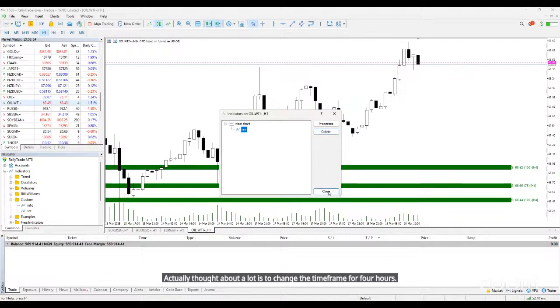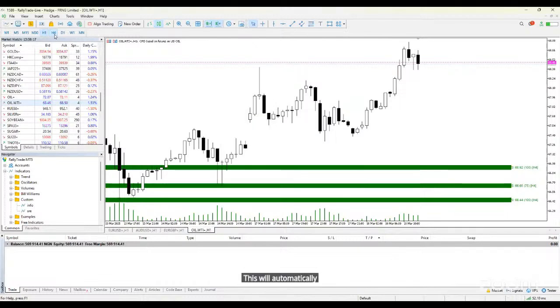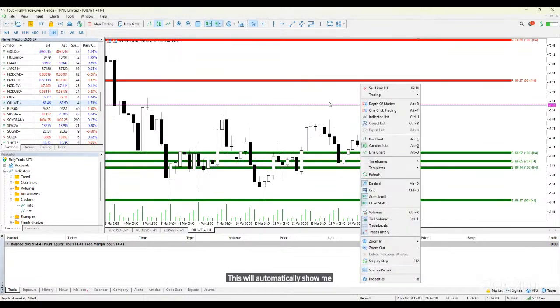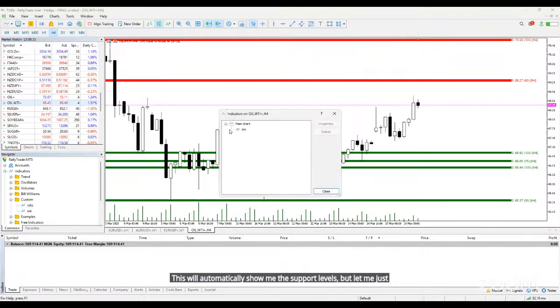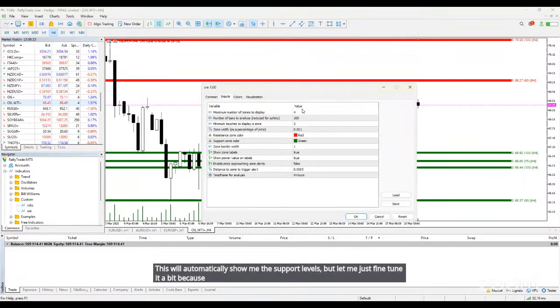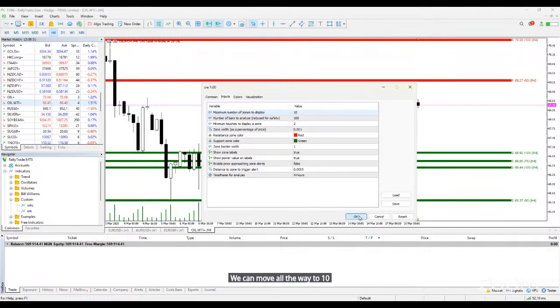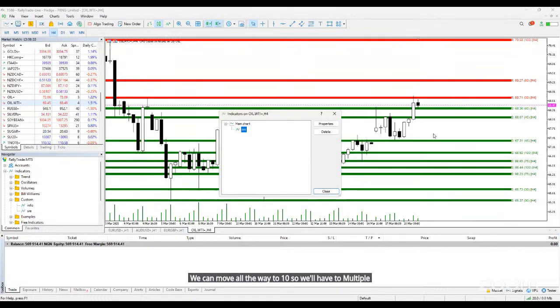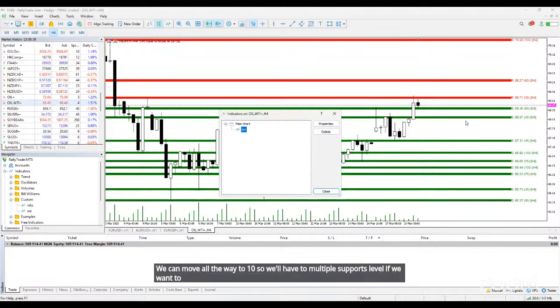This will automatically show me the support levels, but let me just fine tune it a bit, because let's go through the settings. We have the maximum number of zones to display. As you can see here, we can move all the way to 10. So we have multiple supports level if we want to go granular and check every support level that we need to verify.